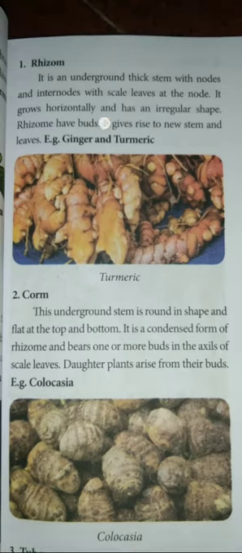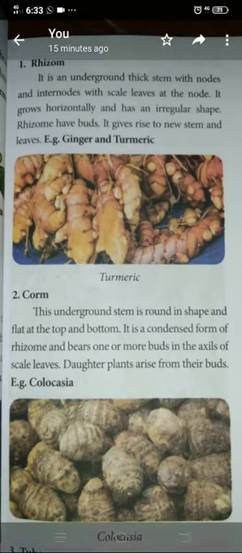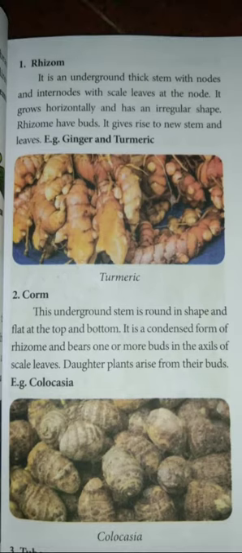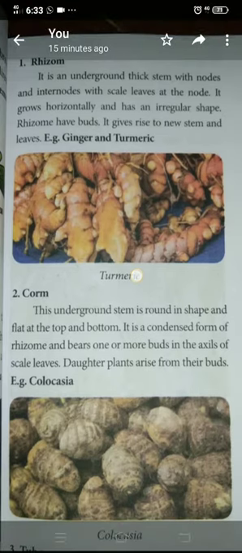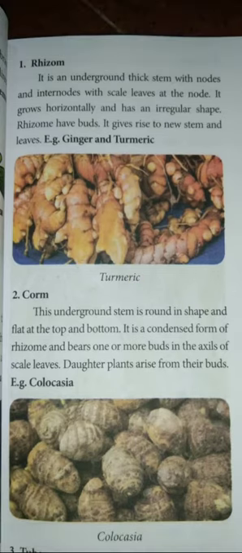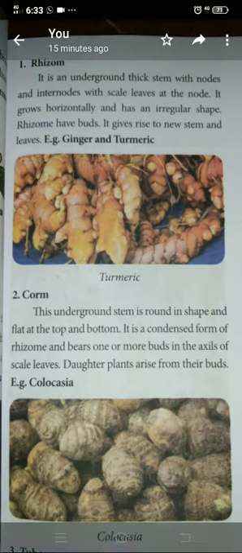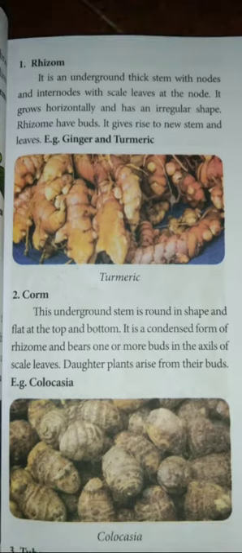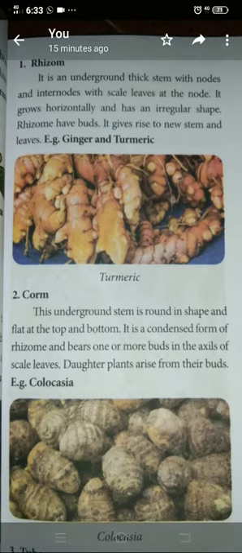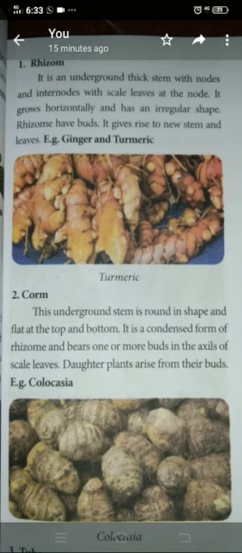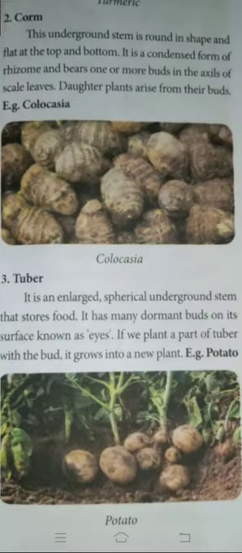Okay, ma'am. So buds are also there; whatever parts we can see from the stem, the same parts we can see in turmeric also. Ginger also comes under this rhizome character. Then corm: it is round in shape and flat at the top and bottom. It is a condensed form of the rhizome and bears one or more buds. A daughter plant rises from the buds. Colocasia is the example for that.